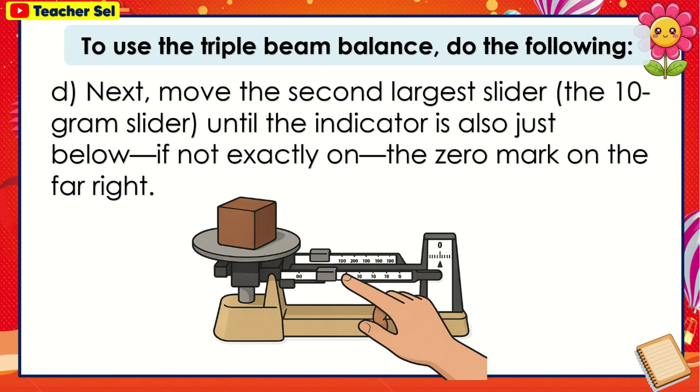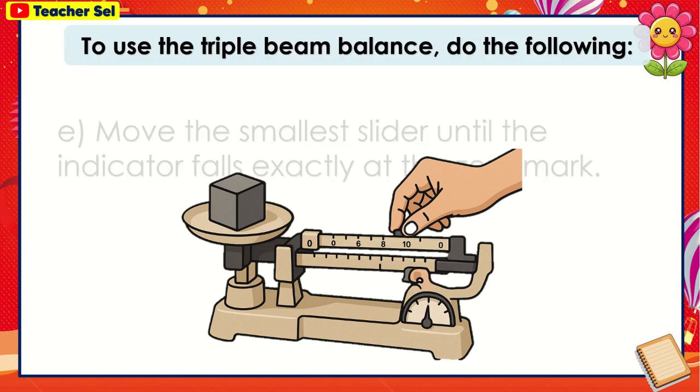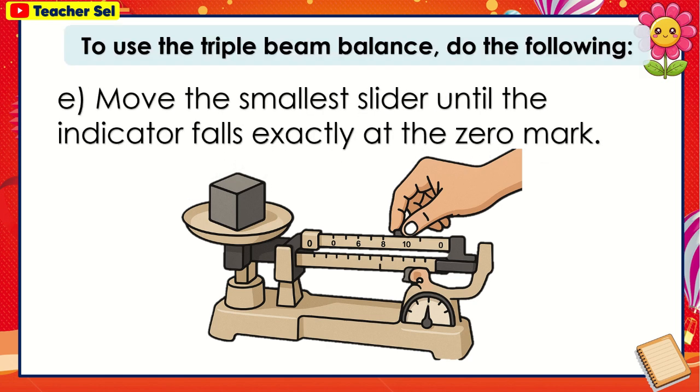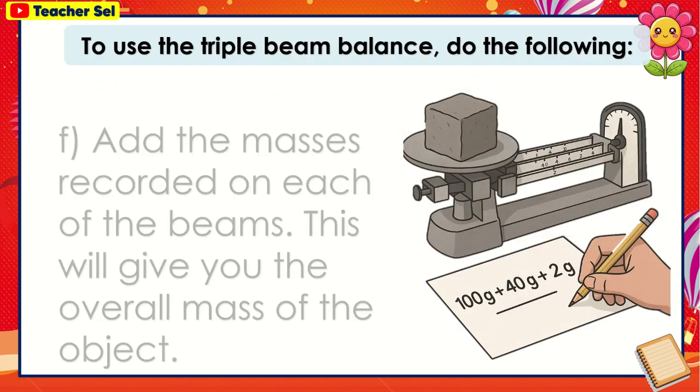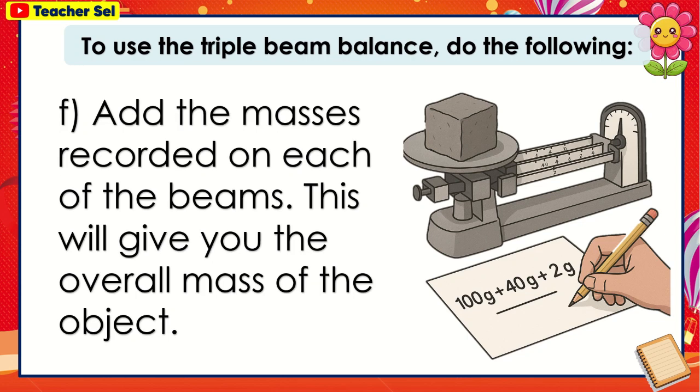Next, move the second largest slider, the 10-gram slider, until the indicator is also just below, if not exactly on, the 0 mark on the far right. Move the smallest slider until the indicator falls exactly at the 0 mark. Add the masses recorded on each of the beams. This will give you the overall mass of the object.